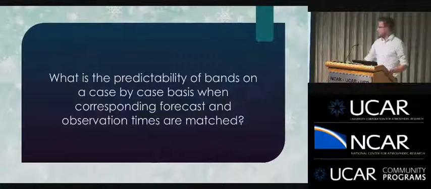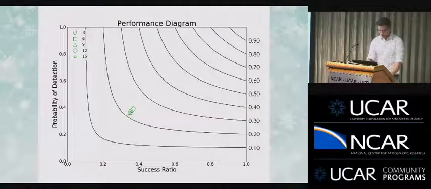So it looks like the climatology of HER forecasted bands is pretty good. It gets at least the spatial distribution and frequency of banding about right. But what is the predictability of bands on a case-by-case basis when we match corresponding forecasted and observed times? The initial answer was that the predictability was very bad. We matched up times from the forecast and observations and just identified whether the model got a hit or a miss, so basically contingency table statistics.